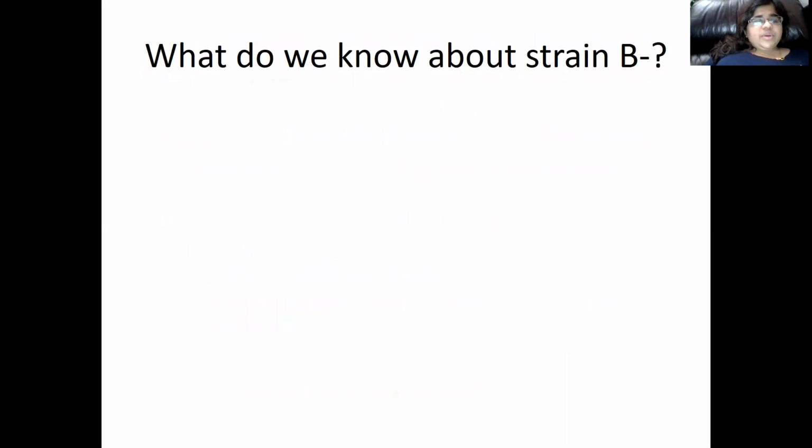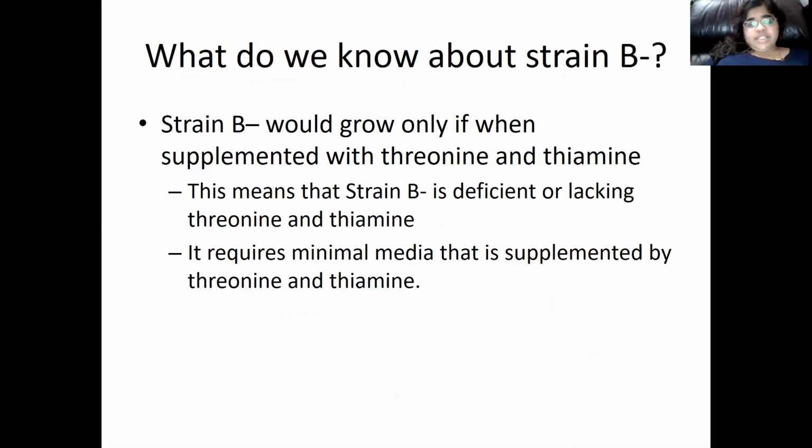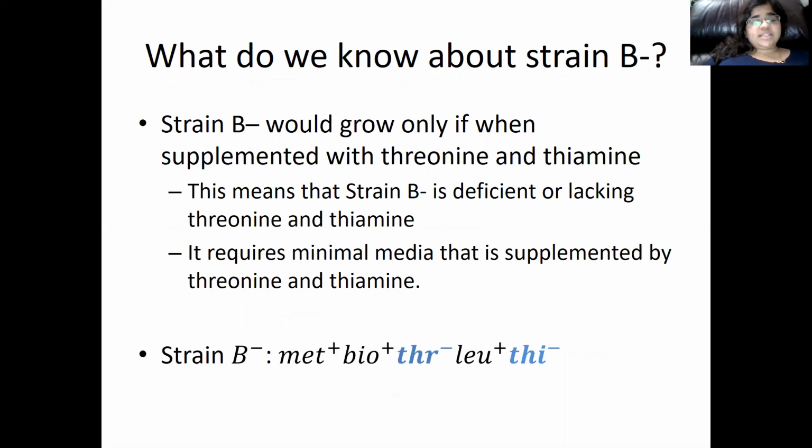So now what do we know about our strain B in this case? We know that it only grows when supplemented with threonine and thiamine. So now we know that we can get this designation. Since strain B is lacking threonine and thiamine, this is how you would designate strain B in this case.